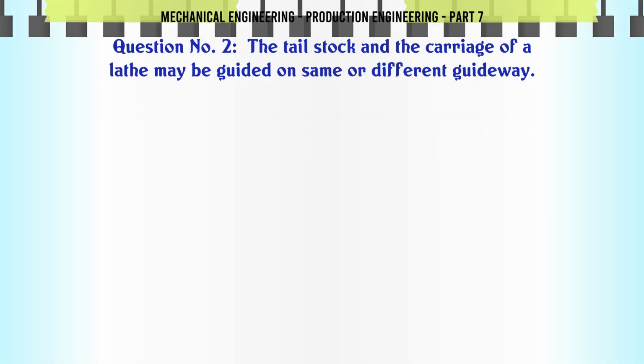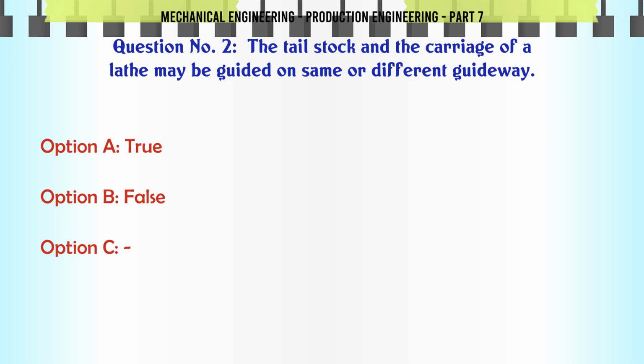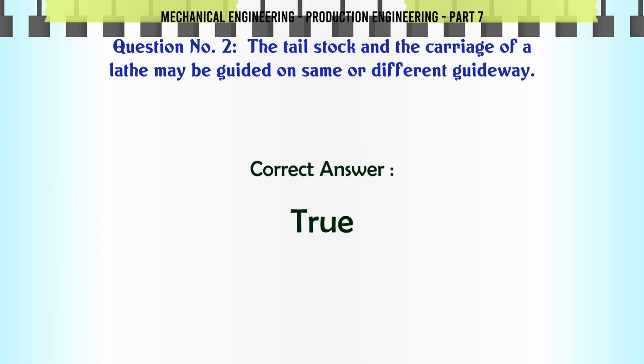The tailstock and the carriage of a lathe may be guided on same or different guideway. A) True, B) False. The correct answer is true.